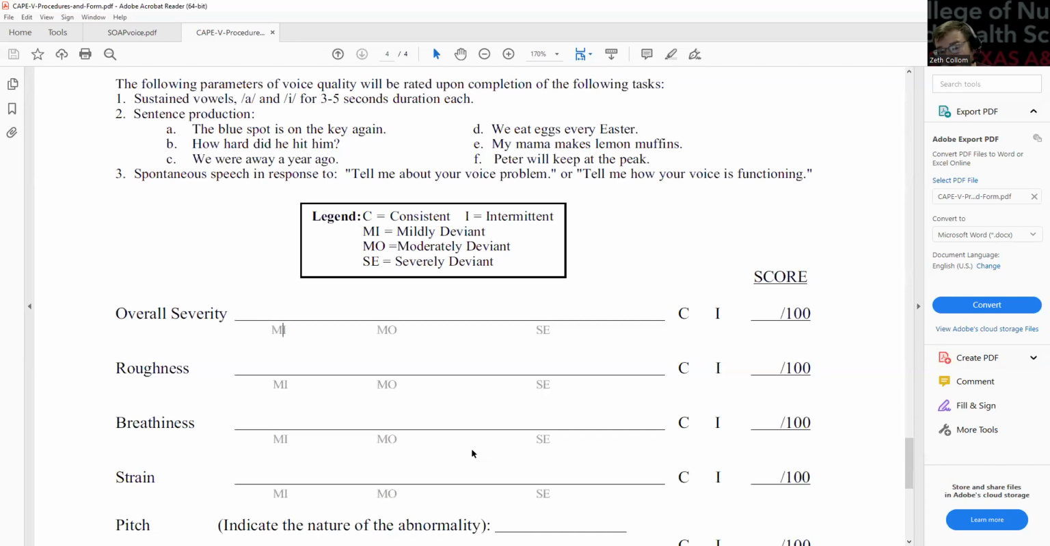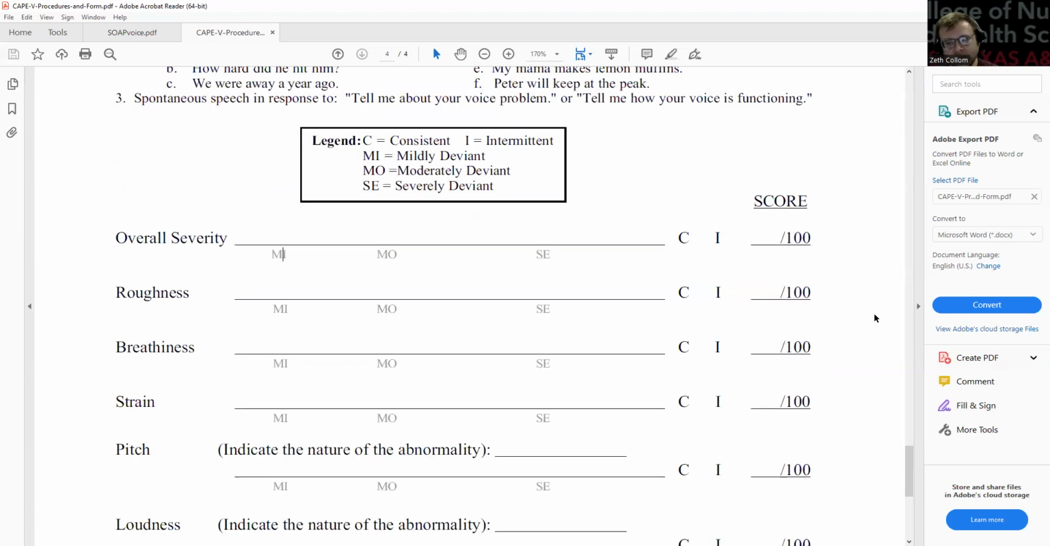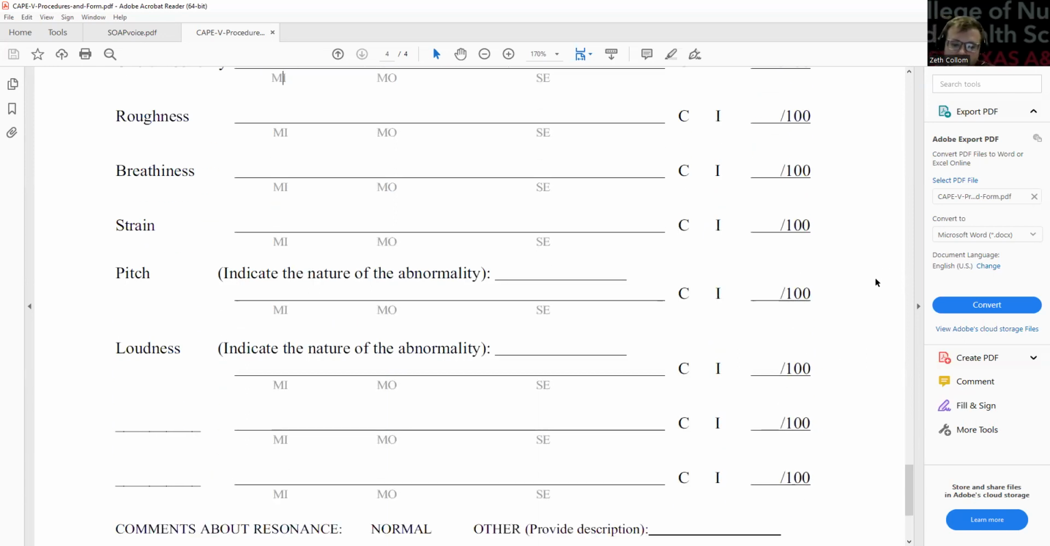But there's also a video of using the iCAPE-V, which is a computer program that we have, that you can do on a computer. Of course, you have to have the special equipment to be able to do it. So again, you would measure each line and put that over here, and that's your results.